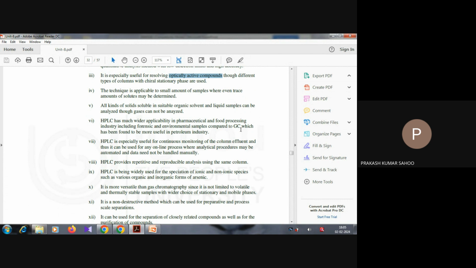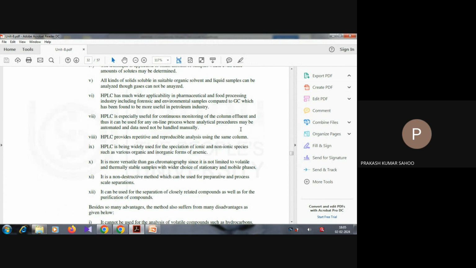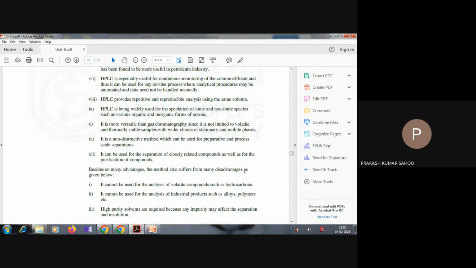It is especially useful for continuous monitoring of the column effluent, and thus it can be used for any online process where analytical precision may be automated and data need not be handled manually. It provides repetitive and reproducible analysis using the same column. It is being widely used for the speciation of ionic and non-ionic species, such as various organic and inorganic forms of arsenic. It is more versatile than gas chromatography since it is not limited to volatile and thermally stable samples.